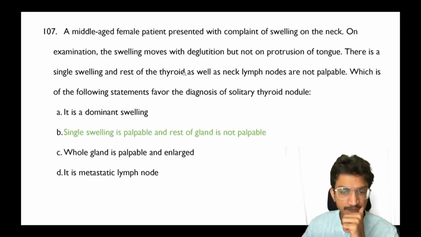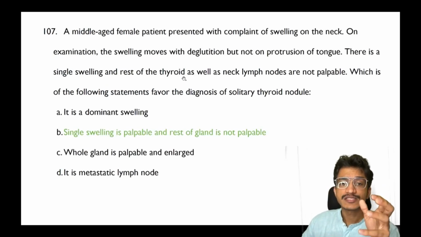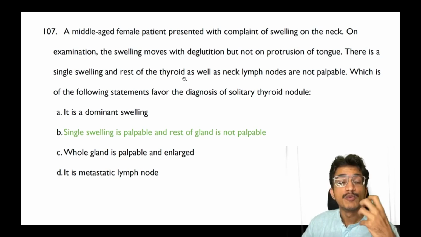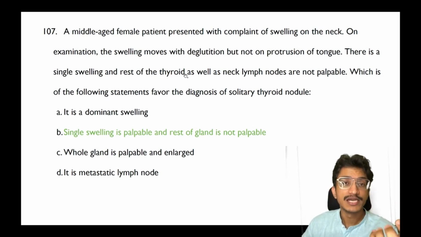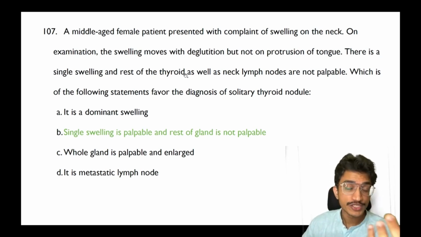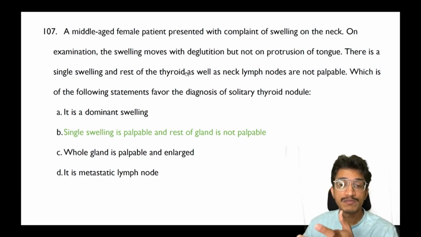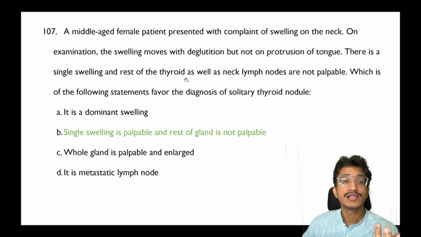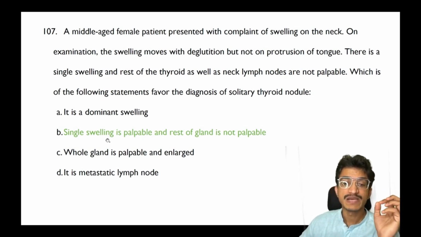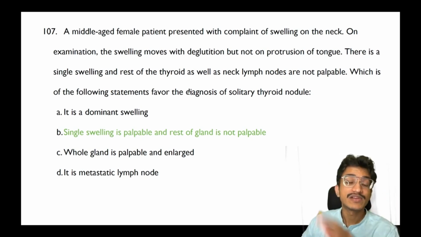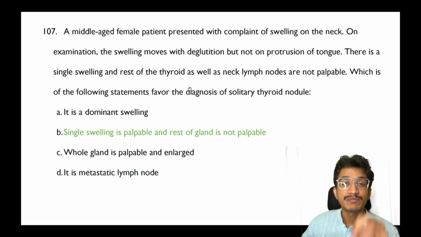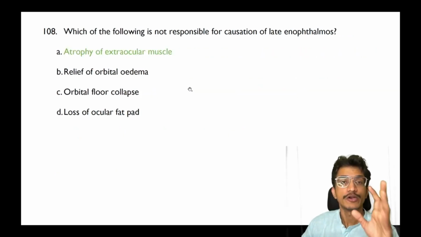Moving on to the next question, that is a middle-aged female patient with complaint of swelling of the neck. It moves with deglutition but not on protrusion of the tongue, so it is a thyroid swelling most probably. Single swelling, rest of the thyroid is normal, neck nodes are not palpable, so it is most likely a solitary thyroid nodule. How can you show it? It is basically a single swelling, rest of the gland is not palpable. That is a typical feature of a solitary thyroid nodule.